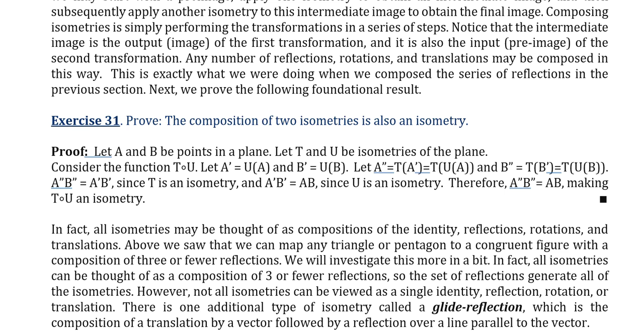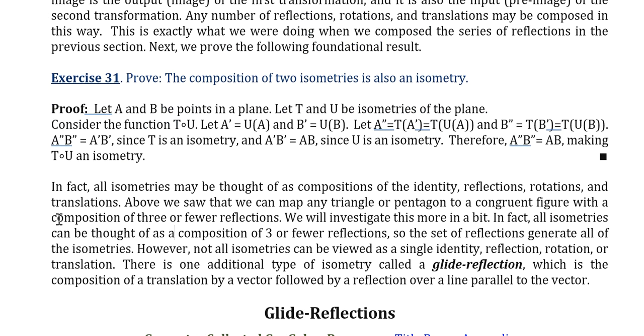It's called a glide reflection, which is just the composition of a translation by a vector followed by reflection over a line parallel to the vector. Once we have that, we will be able to prove that those five types are the only types that we ultimately will end up with. So we'll go on in the next video to talk a little bit more about glide reflections.